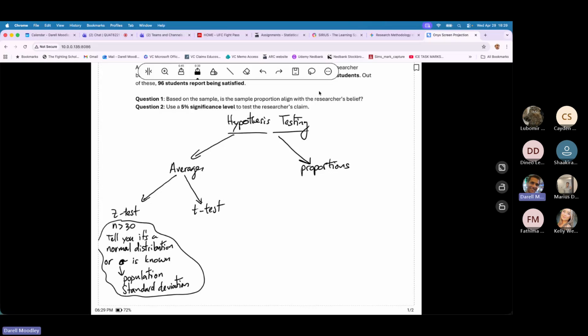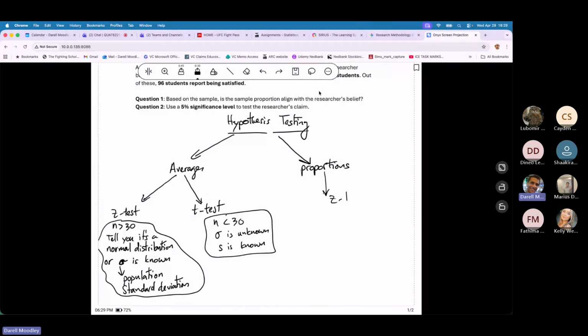But for the t-test, if the conditions on the left aren't satisfied, use the t-test. That means your n is smaller than 30, your sigma is unknown, and so your sample standard deviation S is known, and they don't tell you it's a normal distribution. Then it's a t-test. That's how you know whether to use a t-test. But you only have to decide between the z-test and t-test when you're working with averages. For proportions, it's always going to be the z-test. And that's what we did today.